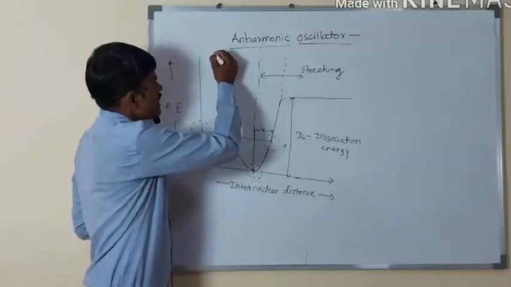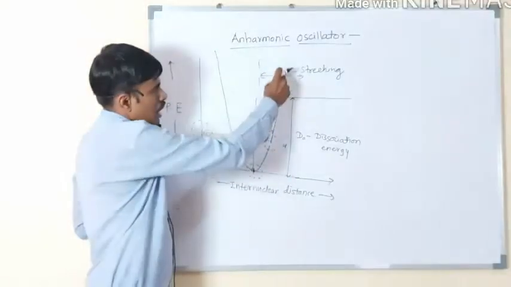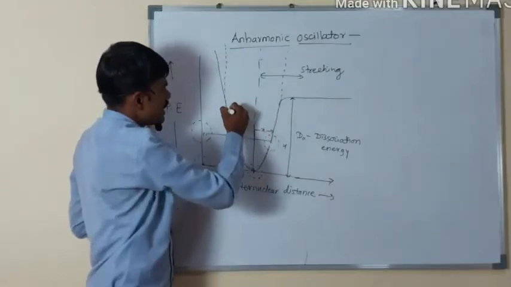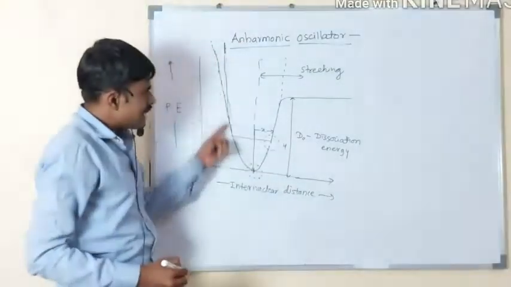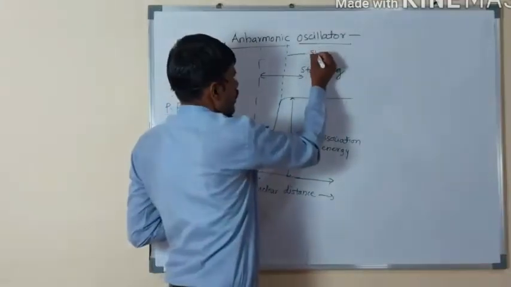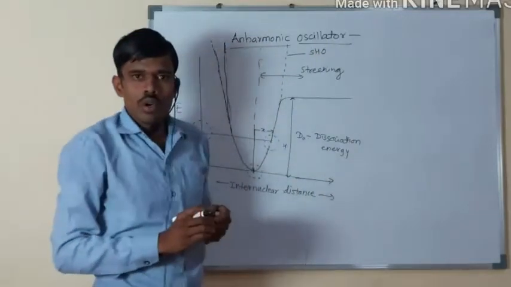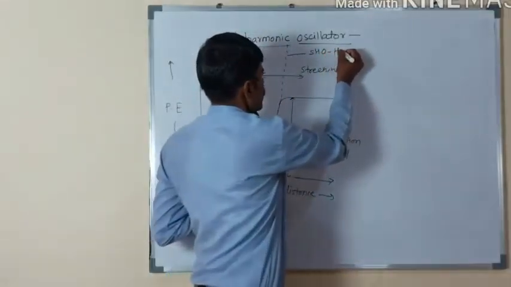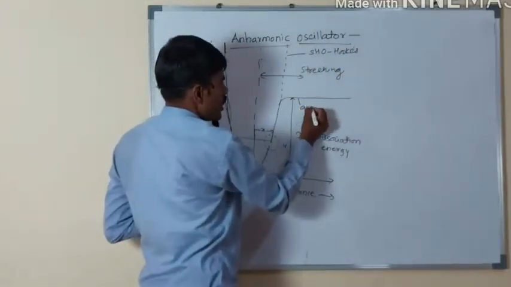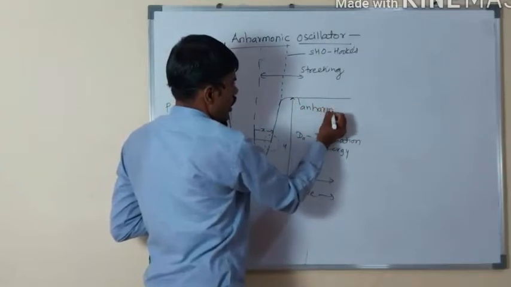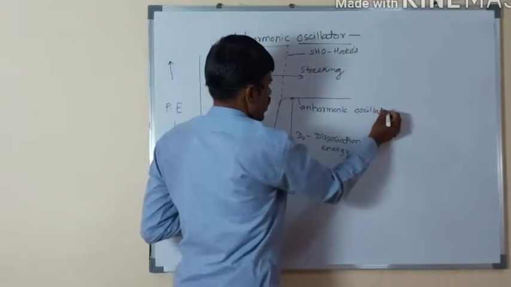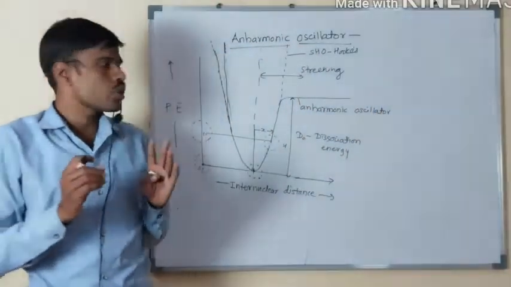As we know, this is the nature of our simple harmonic oscillator. In anharmonic oscillator, the nature is different. So this dashed curve is for the simple harmonic oscillator which obeys Hooke's law, and this is for the anharmonic oscillator, which does not obey Hooke's law.